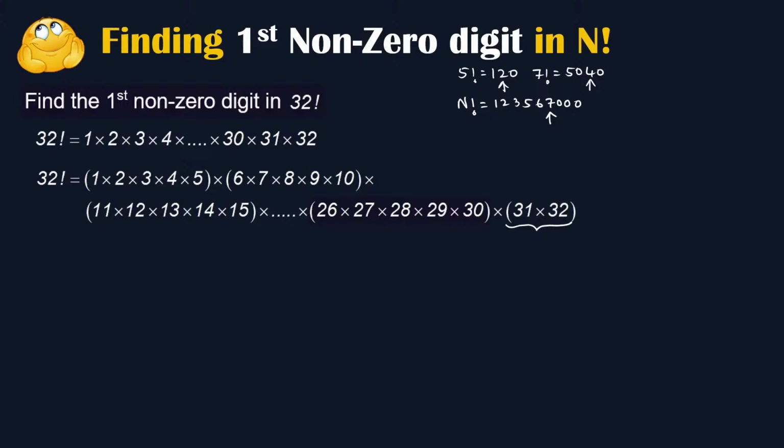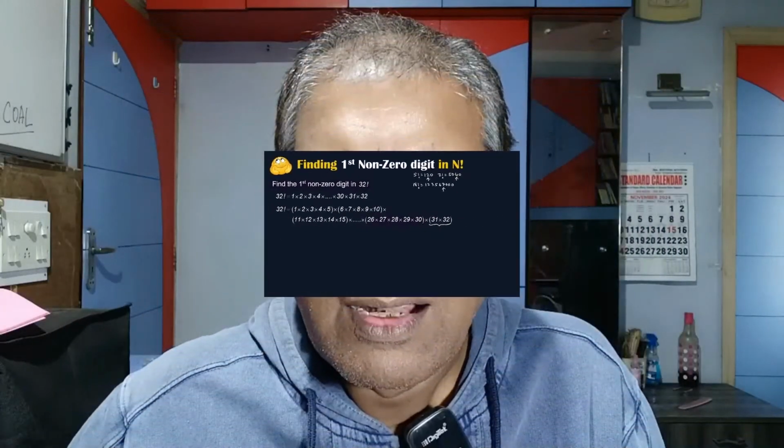The question is factorial 32 is given. If the question would have been factorial 33, then in the last bracket 3 digits will come, like 31 into 32 into 33. Okay? Now what? I have to find out the first non-zero digit when this whole thing is multiplied. But again, practically it is not possible for us to multiply.